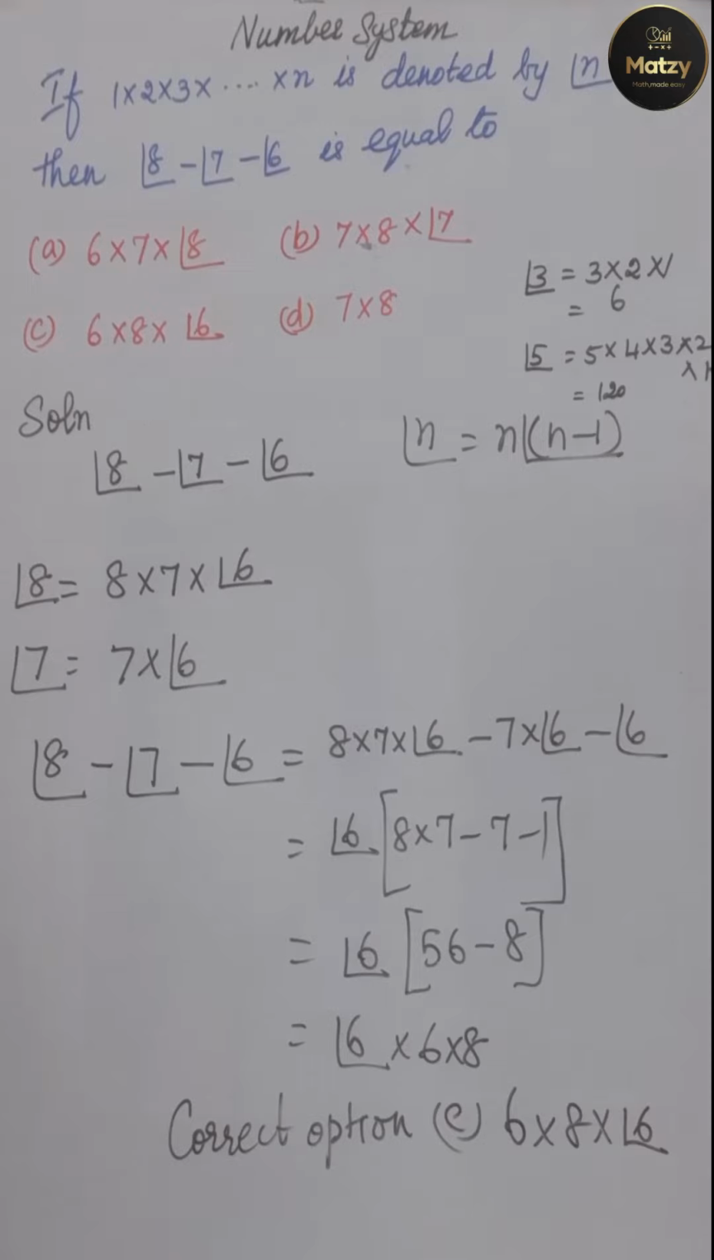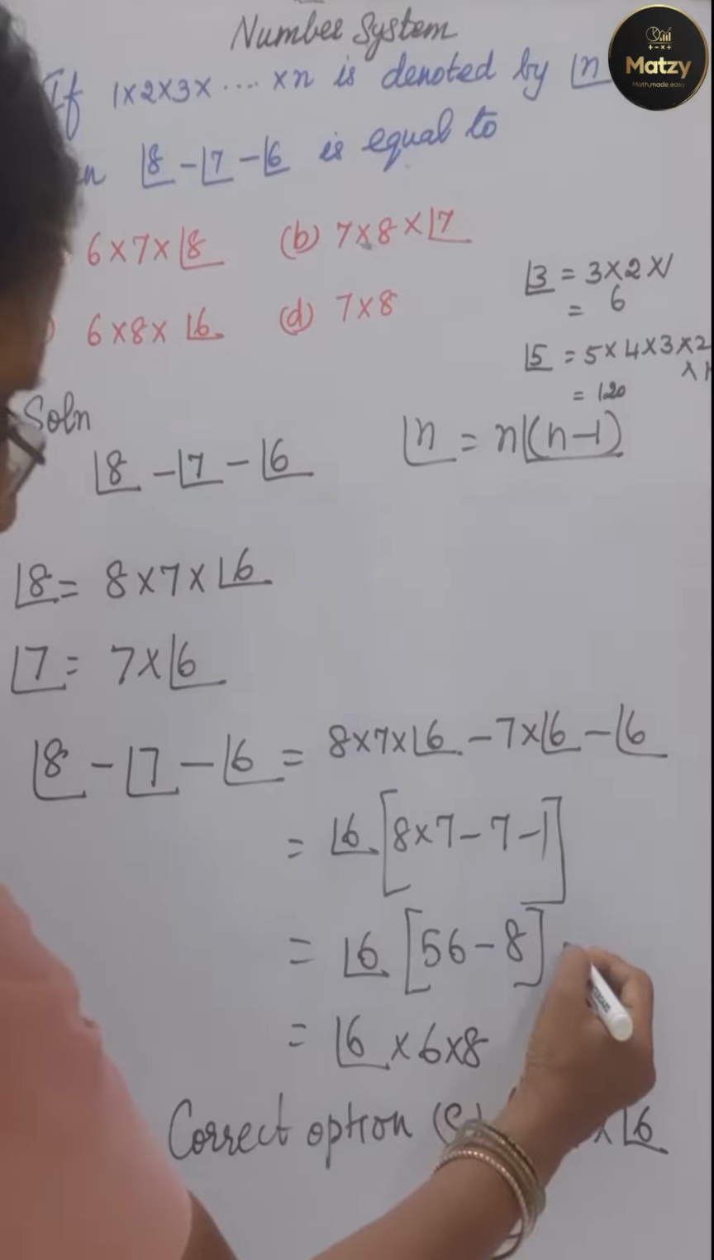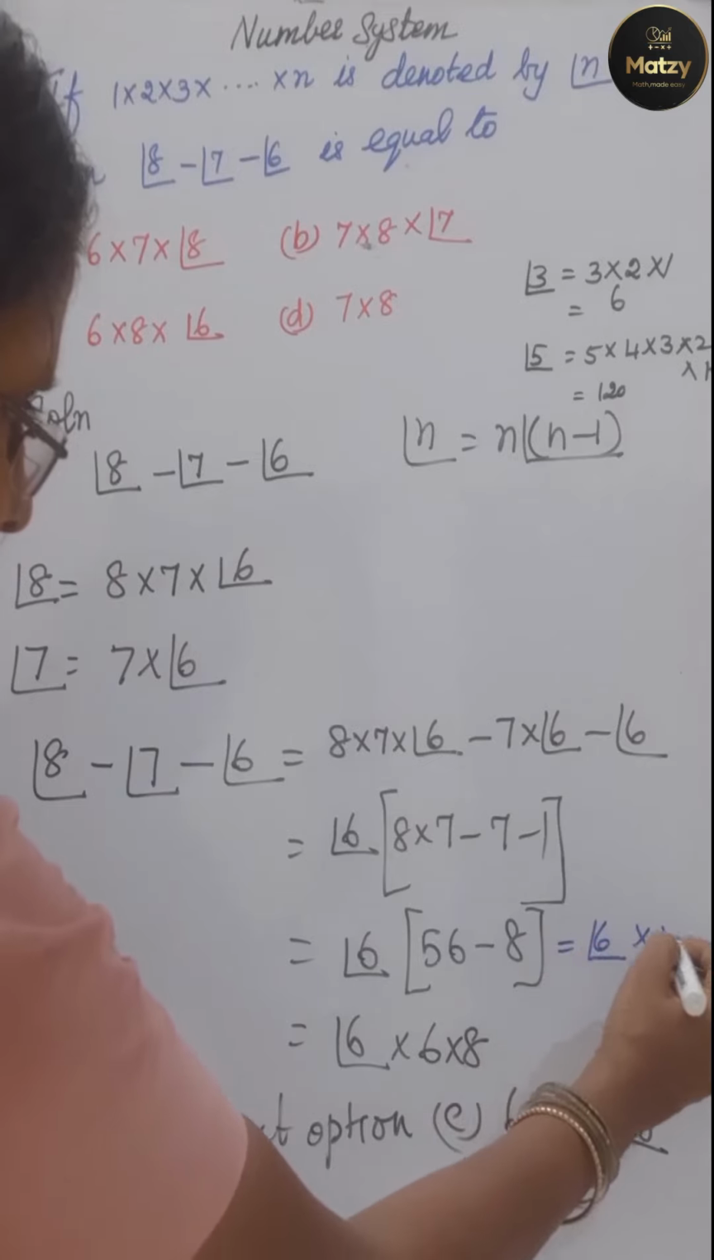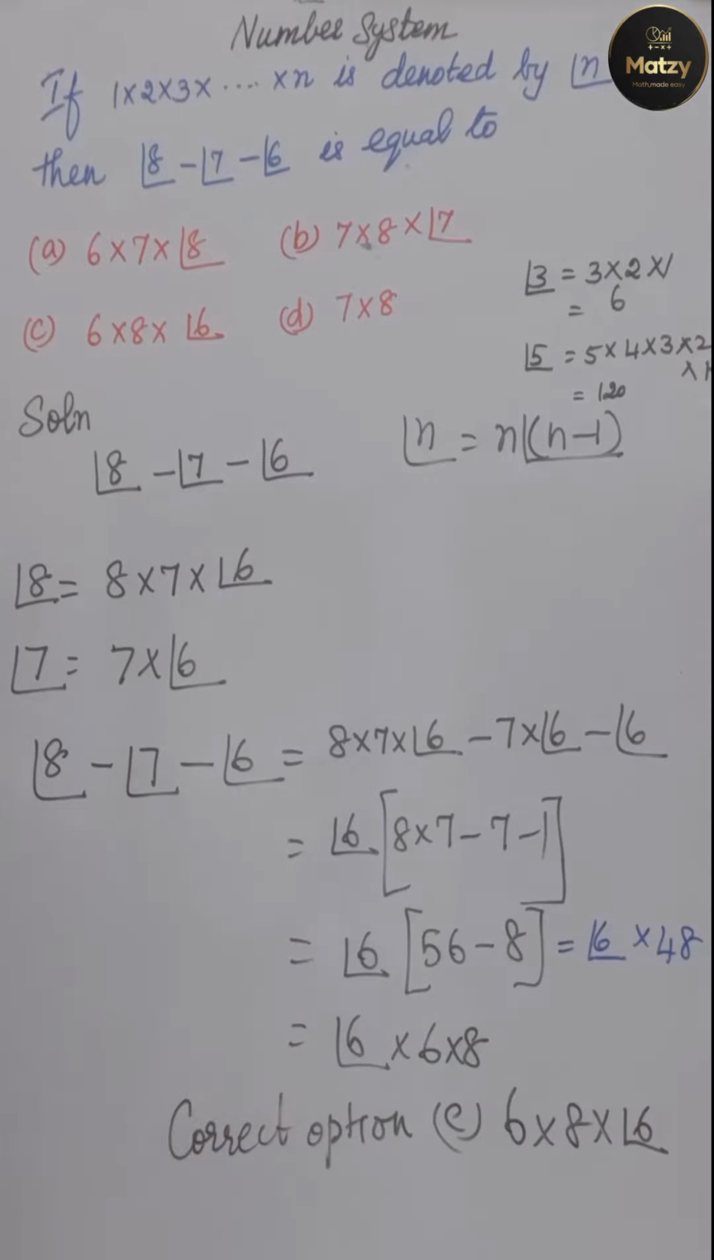But what is the options given here? 48 is not there. Here we got 6 factorial into 48. But the options are in multiplication form only. So what is 48? 6 8s are 48, no. So which option is correct? 6 into 8 into 6 factorial. Option C is correct.